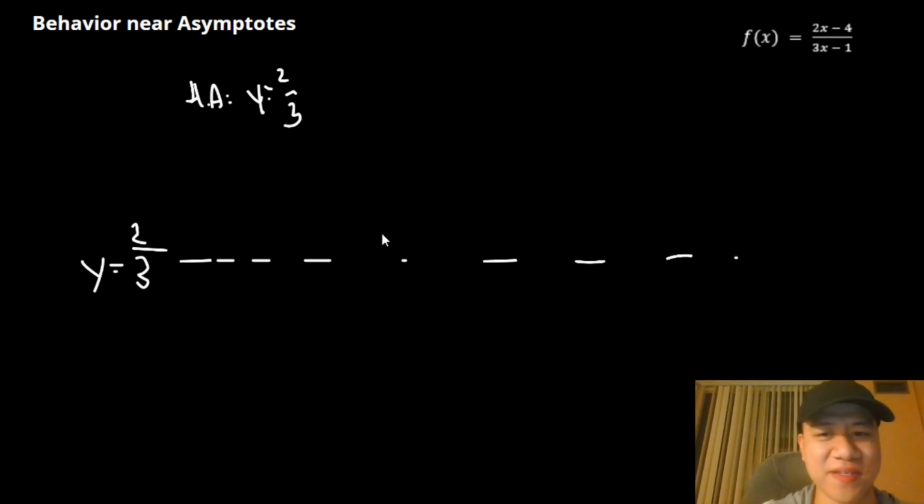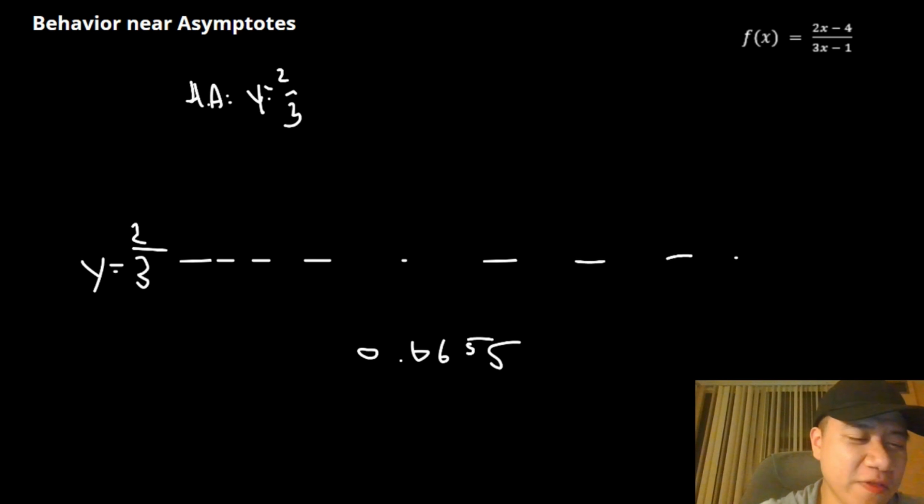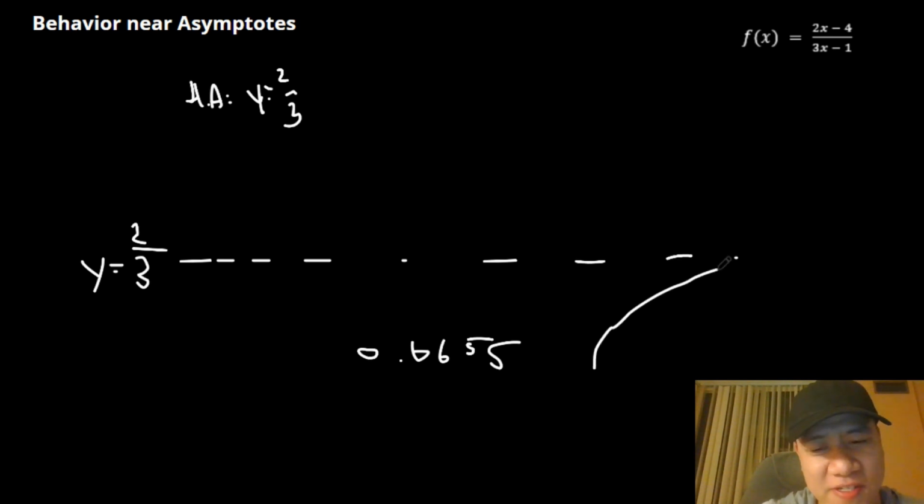Let's sub in 1000. Okay, so when I subbed in 1000, the number I got is 0.6655. And since 2 over 3, if we change it to decimal, is 0.66666 repeating, this is smaller than 2 over 3, which means that when x approaches positive infinity, since we subbed a really big number, it's going to approach the asymptote from below, like that.